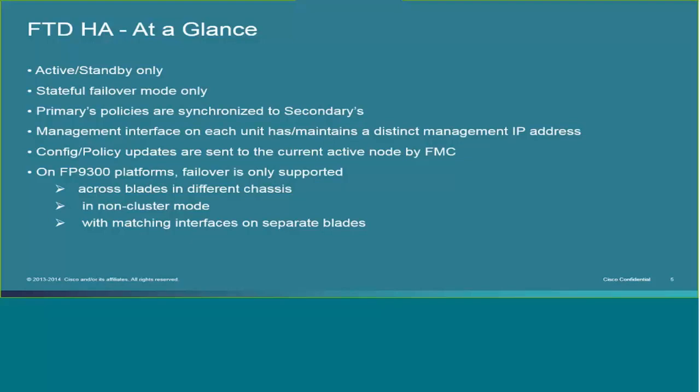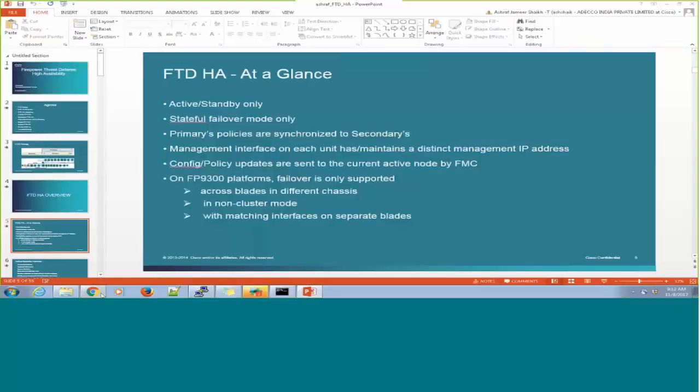Also, while deploying an application on the 9300, you get an option to deploy it as standalone or in cluster. So you need to have this application deployed in standalone mode only. If you have it in cluster, then we cannot have failover configured. Also, when we deploy an application on the 9300, we will have to assign certain interfaces to it. I can show you that.